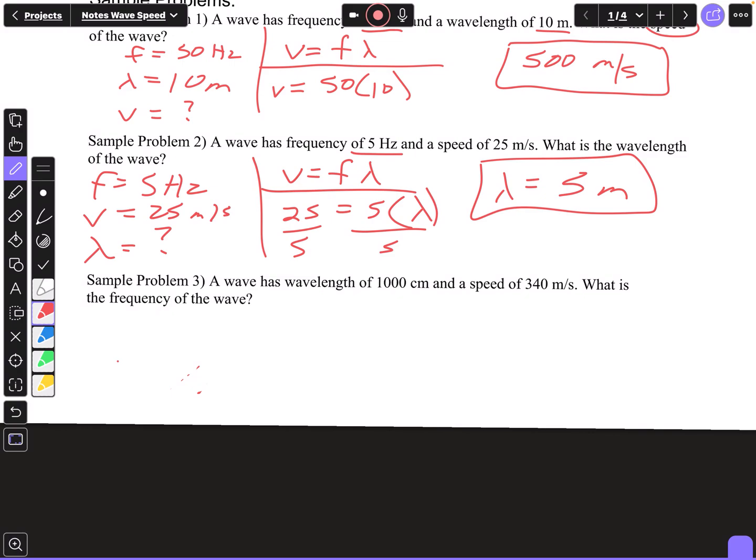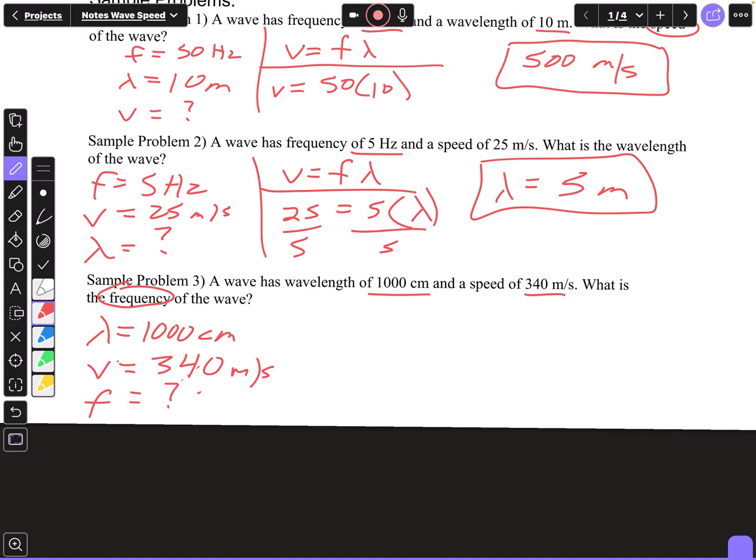So you have to really pay attention, like this next problem. Sample problem 3. A wave has a wavelength of 1,000 centimeters and a speed of 340 meters per second. What is the frequency of the wave? So again, it tells me my wavelength is 1,000 centimeters, and my velocity is 340 meters per second. What is the frequency? This 1,000 centimeters isn't going to work. I need it in meters.